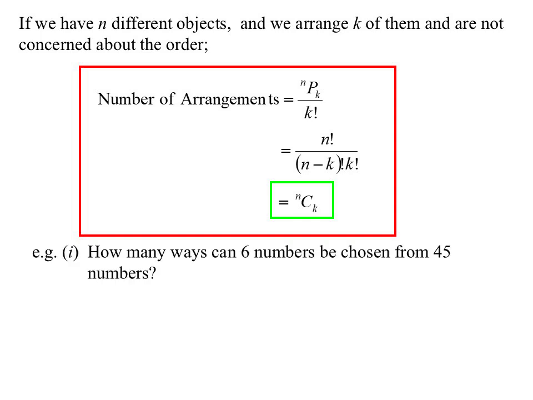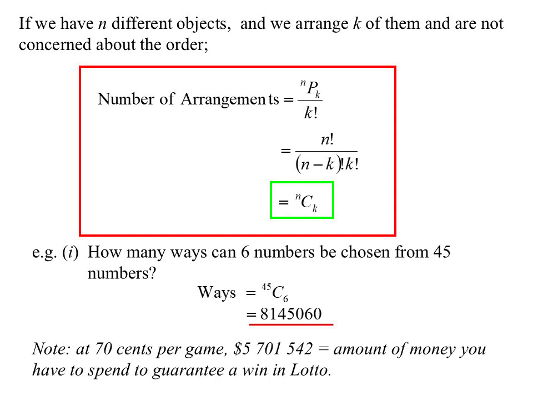How many ways can 6 numbers be chosen from 45 numbers? Now this is the basis behind lotto, those sorts of games. You know, when the balls come out, we don't care about the order the balls come out of the machine, we just want to get the same numbers and win a lot of money. 45, I want to get 6 of them. So 45C6 turns out to be, what's that? 8,145,060.